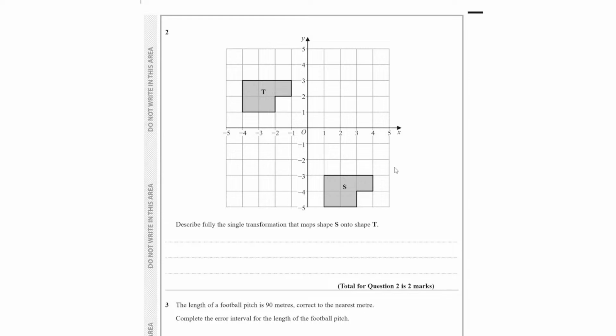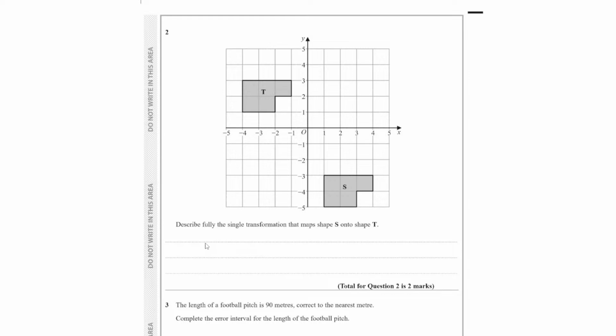Here, it's not a rotation because the shapes are still the same way up, aren't they? It's not a reflection either, for the same reason. They're both facing the same way. This bit is still the same direction. It's not being flipped. It's not being rotated. So it's not either of those. It's not an enlargement because it hasn't changed size either.